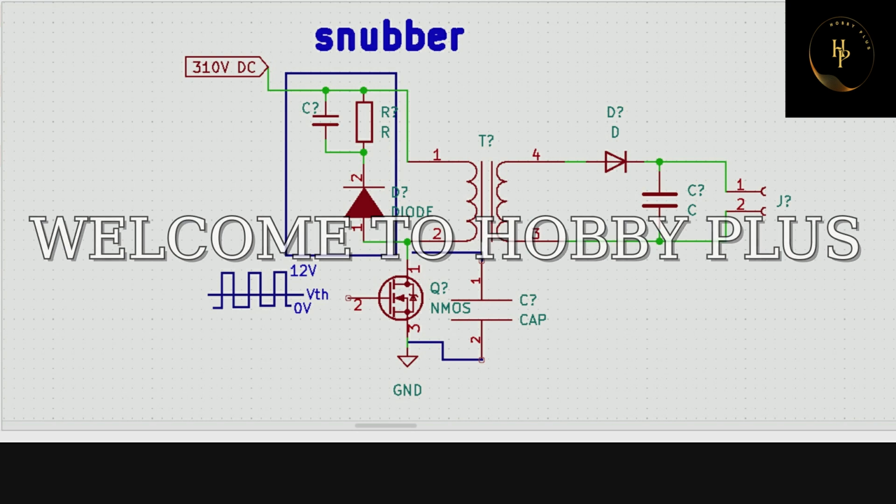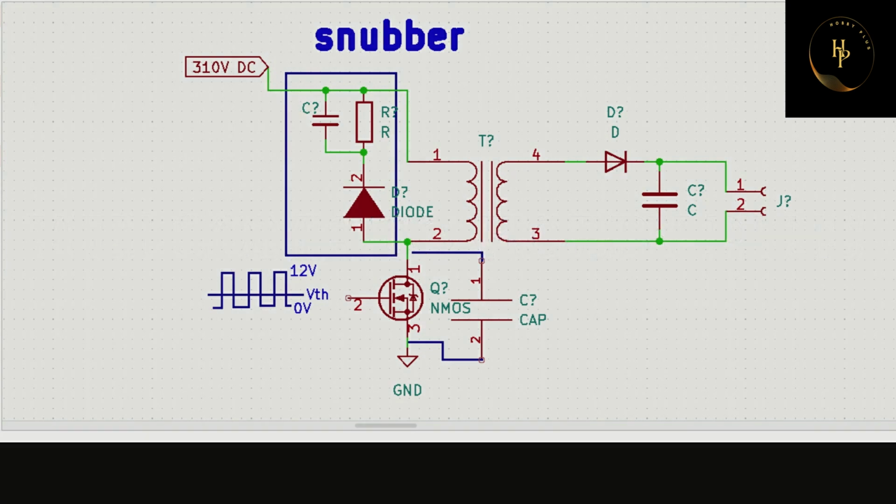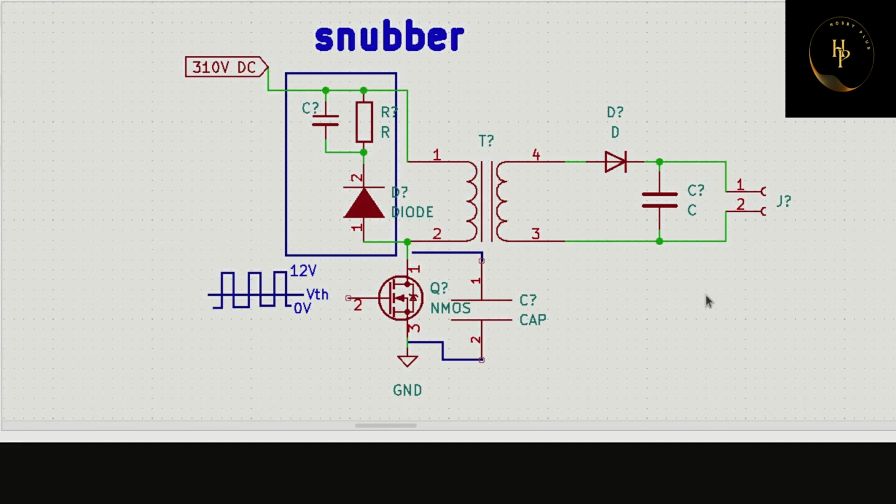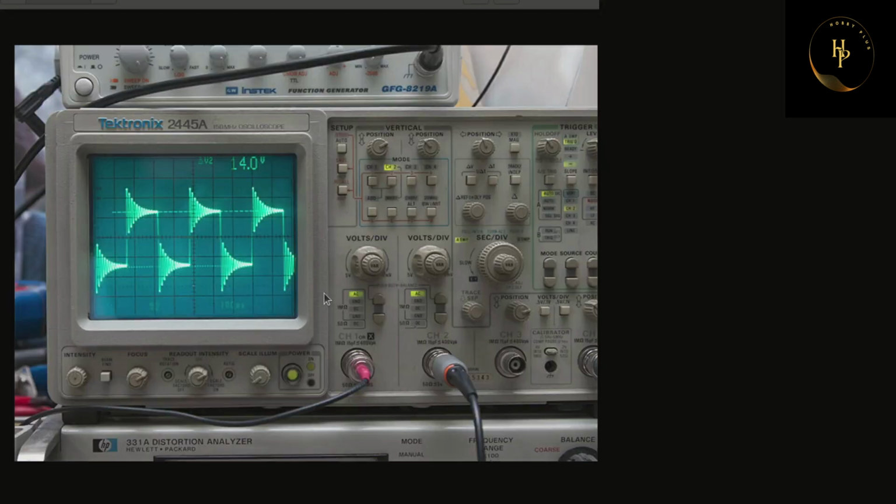Today I will discuss a snubber circuit. First of all, we have to understand why we need this circuit in a power transfer circuit. See, this is your snubber circuit. If I don't use this circuit in this power transfer circuit, you get trouble. Now see which type of trouble you can get.